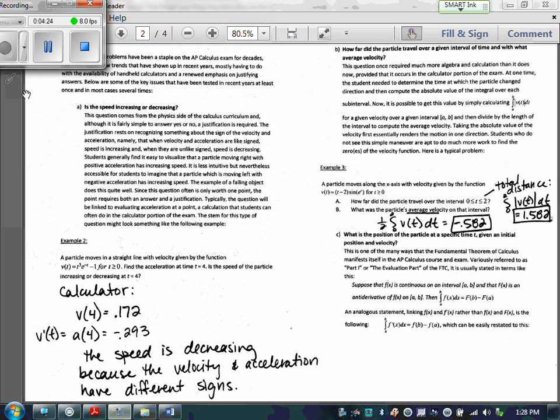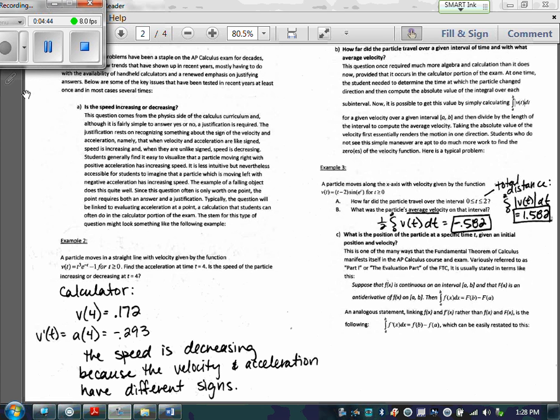Okay. In order for your particle to either be speeding up or slowing down, you have to look at the signs of your velocity and your acceleration. And on example number 2, it gives you the velocity function. And it's asking you to find the acceleration at t equals 4. So if they give you velocity, how then do you find the acceleration?